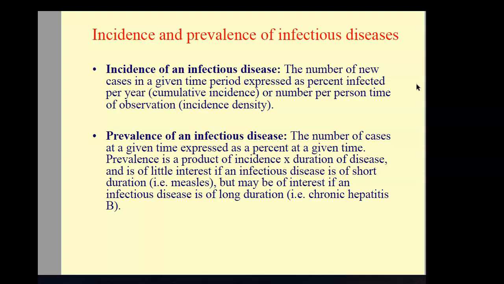So prevalence is a product of incidence times duration of a disease, and it is of little interest if an infectious disease is of short duration, for example measles. But it may be of interest if an infectious disease is of a long duration, for example chronic hepatitis B.